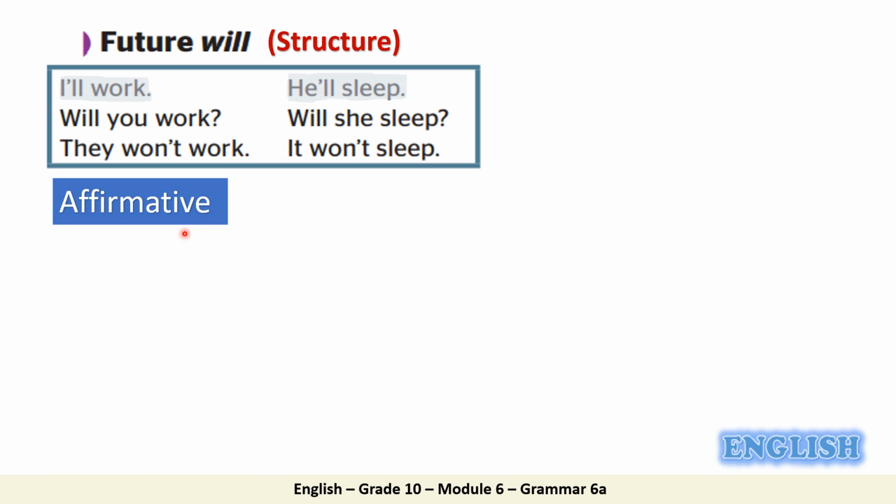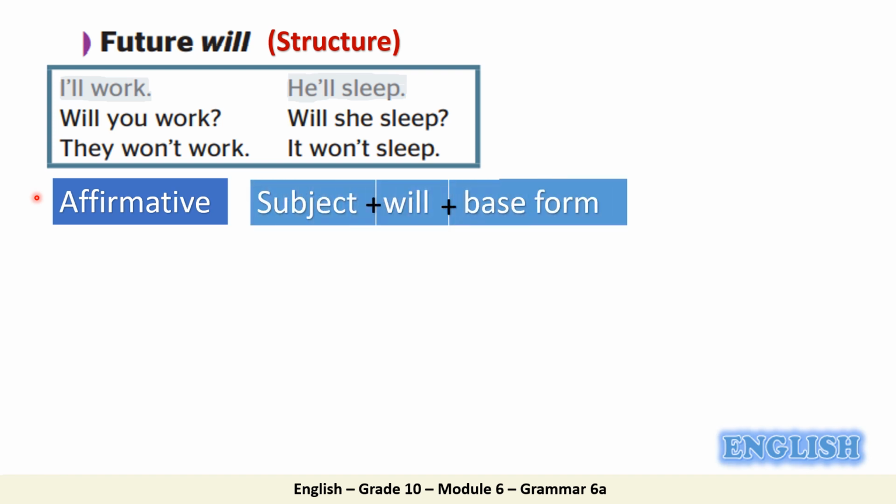Now, what is the rule? Can you try to figure it out? Pause and write it down if you can. Divide the sentence. Let's see. We can say subject plus will plus base form. For example, she will be here soon. Subject plus will plus base form.